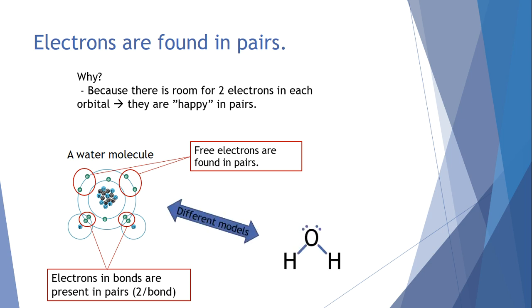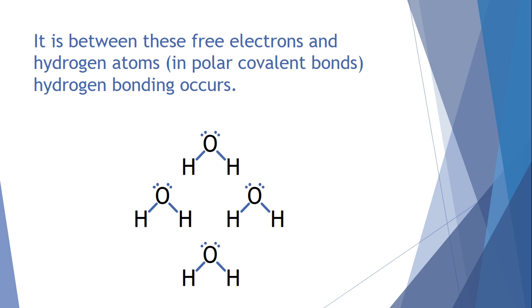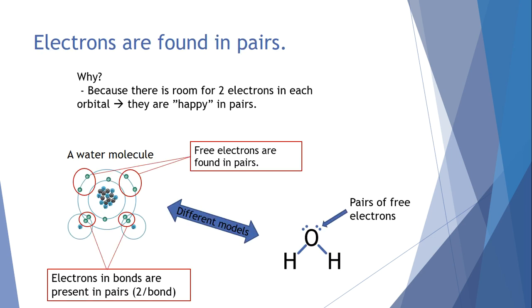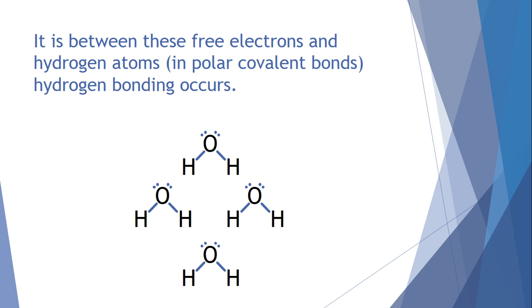To simplify this model quite a lot, we can draw it like a water molecule like this, where a line symbolizes an actual bond, and then electrons as dots 2 by 2. And this is sort of a Lewis structure of this molecule. And here we have pairs of free electrons. And with free electrons, I mean electrons not in a chemical bond.